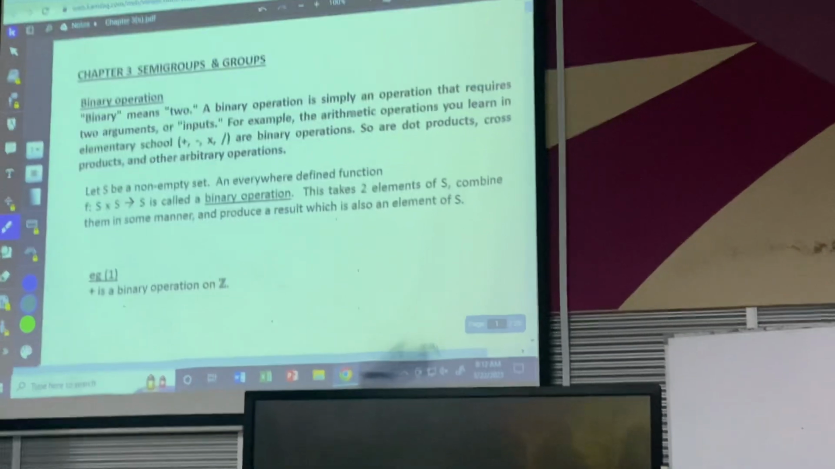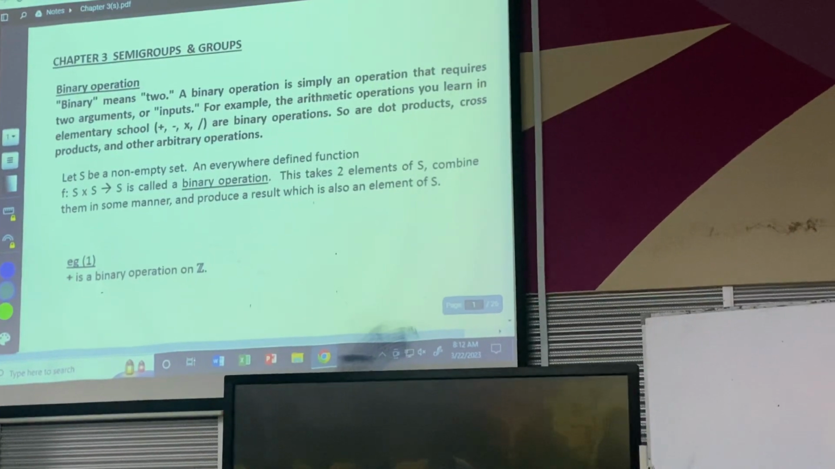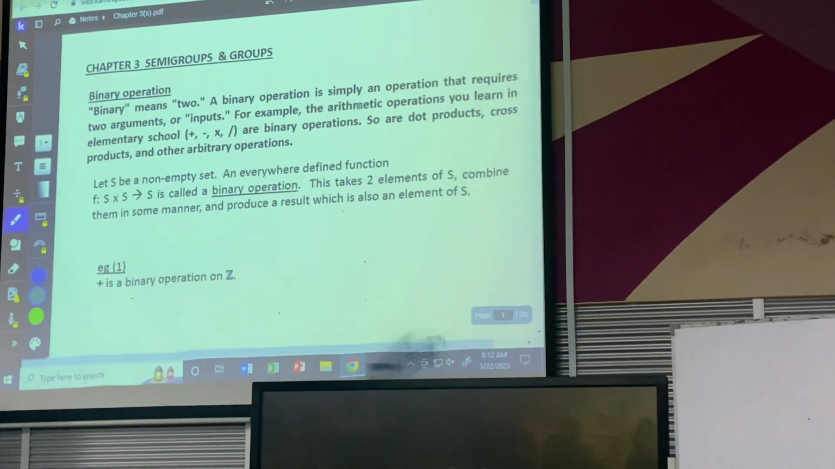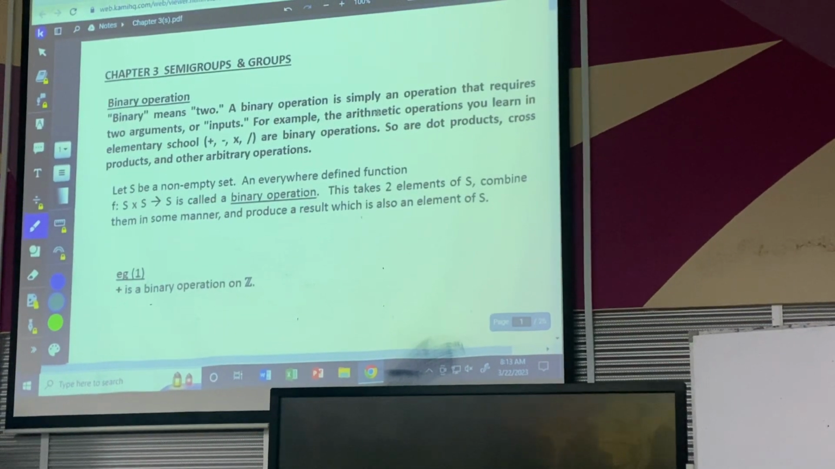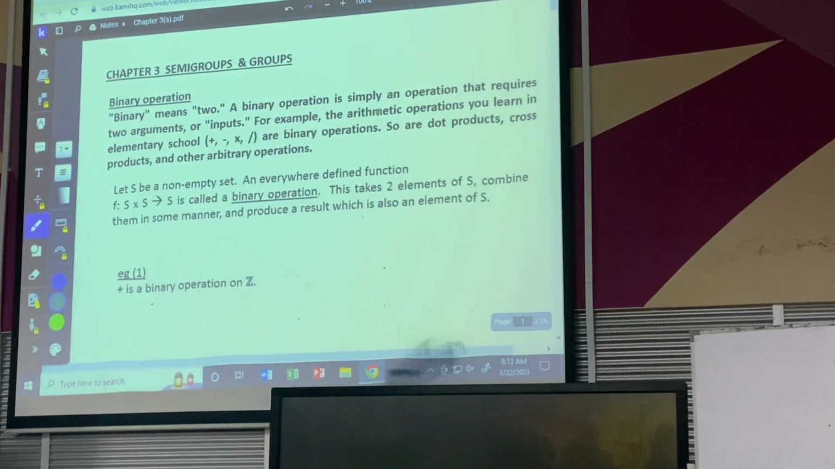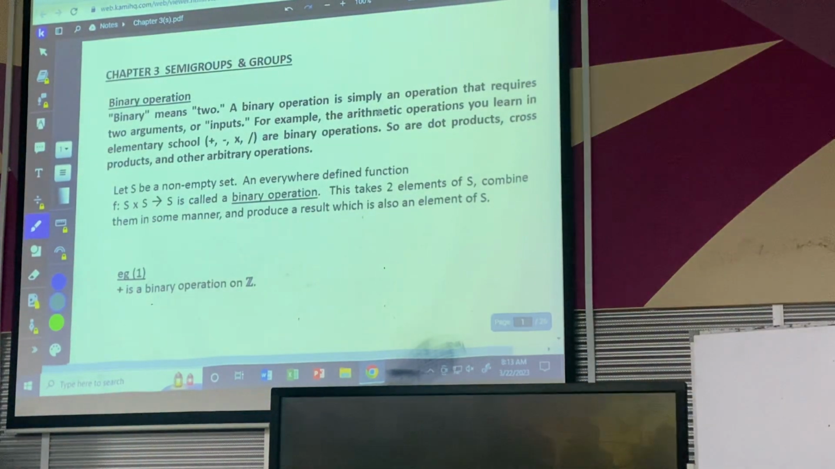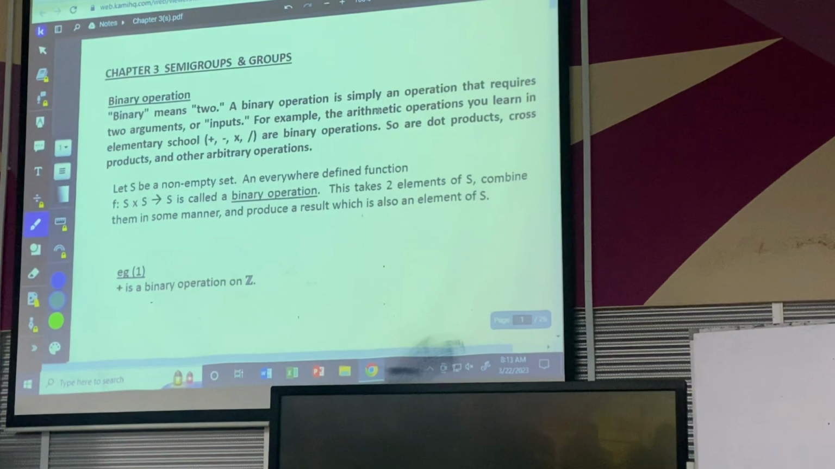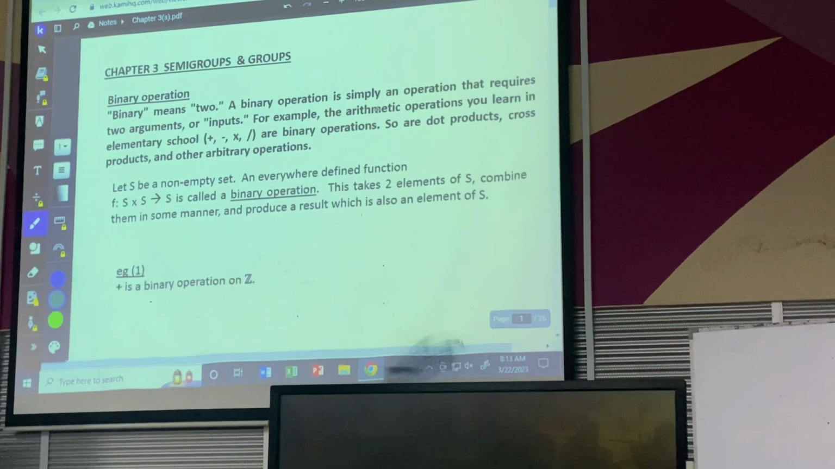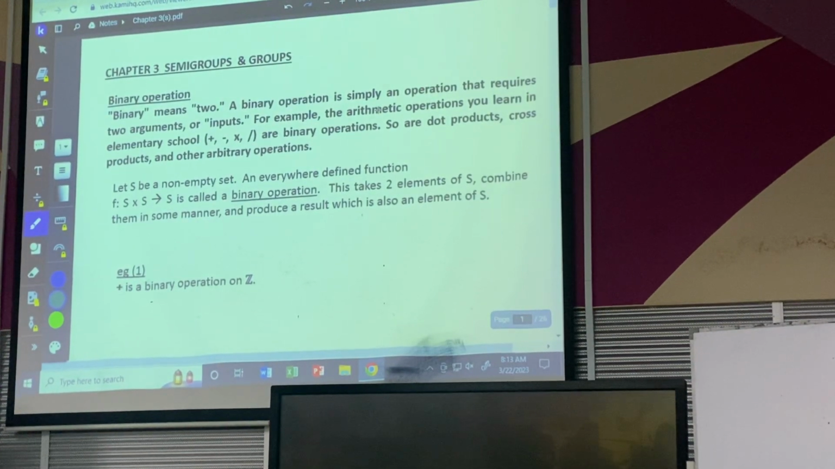There are a lot of terms you need to understand in this chapter. After we understand the terms, then only can we solve the problems given. So every term here we will go through one by one. First, before we go to the semi-groups, you need to know what a binary operation is.